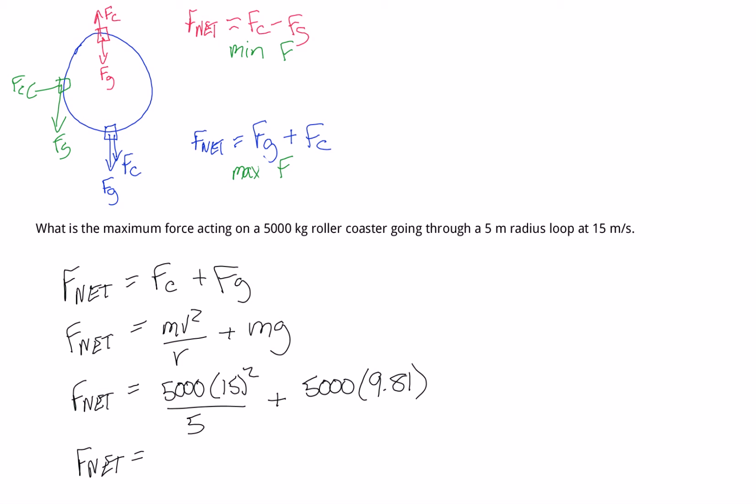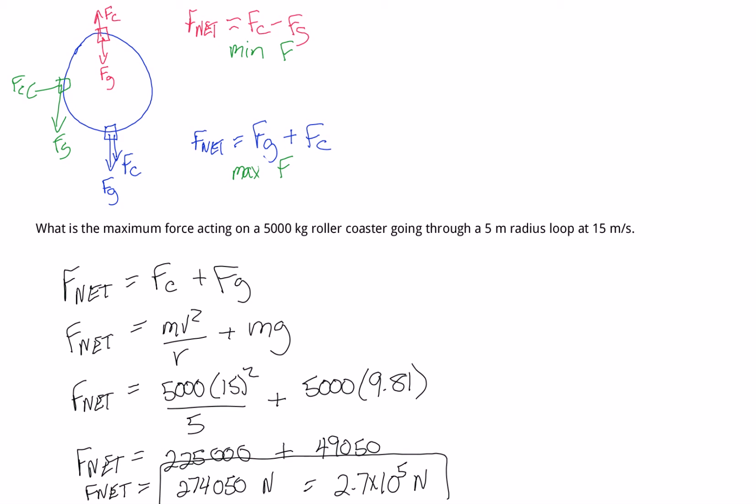When we do each of those calculations, this one works out to 225,000, and our gravity turns out to be 49,050. So our net force is, add those two together, we get 274,050, which we can reduce down to just 2 sig digs, so 2.7 times 10 to the 5 newtons.